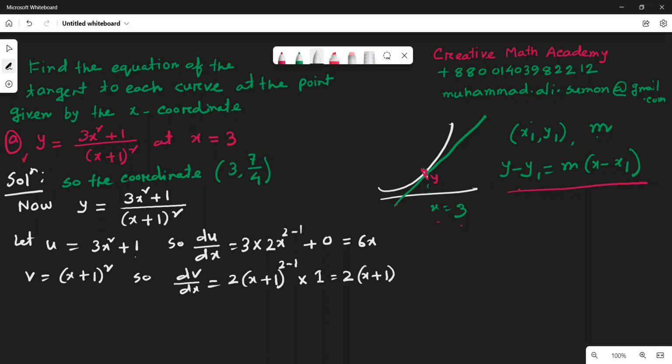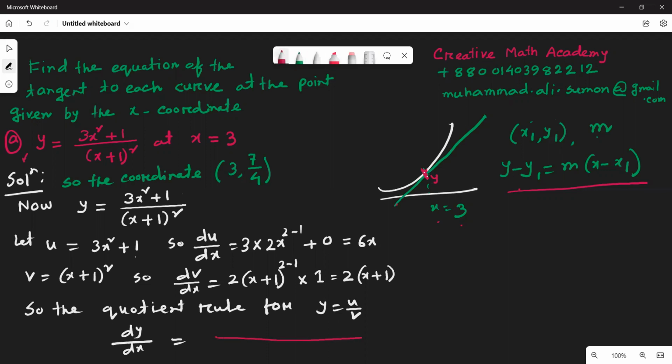Okay. Now, the quotient rule. Why is this the quotient rule? Because here the curve is in u by v format. So the quotient rule for y equals u by v: you can write dy by dx equals (v du by dx minus u dv by dx) divided by v squared.